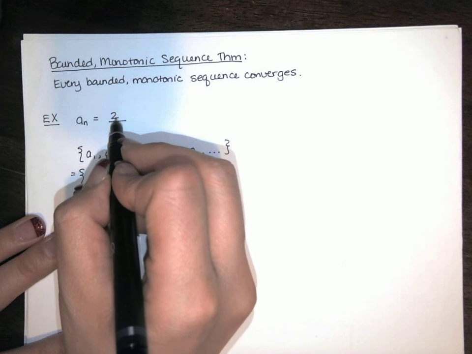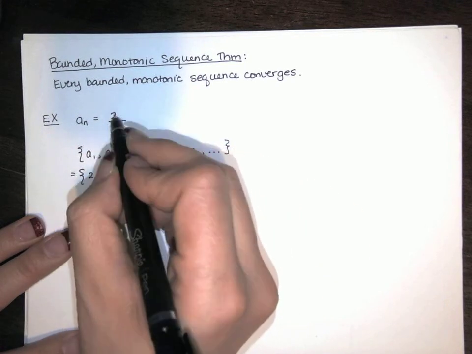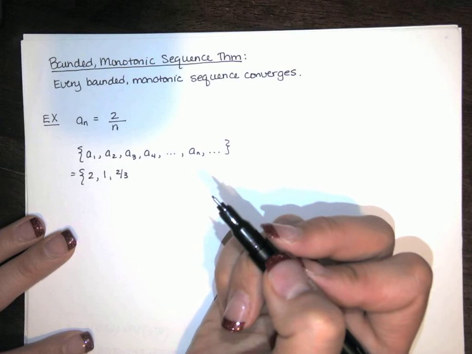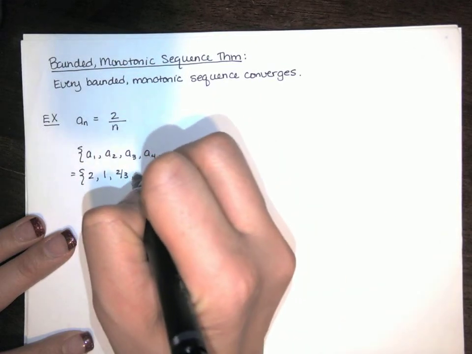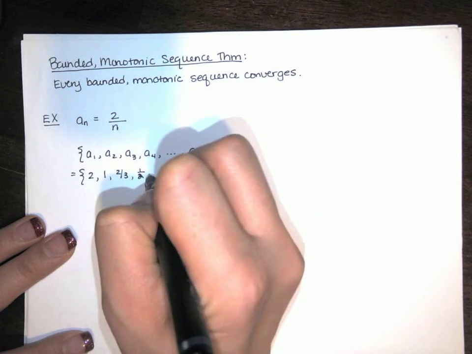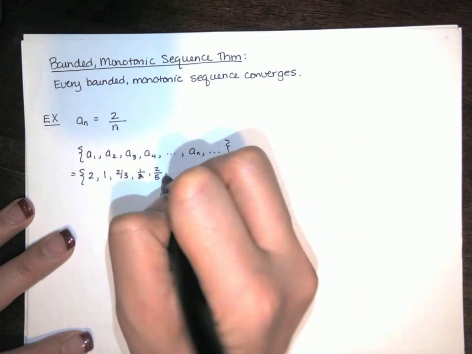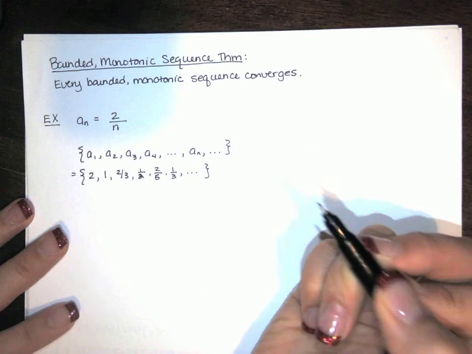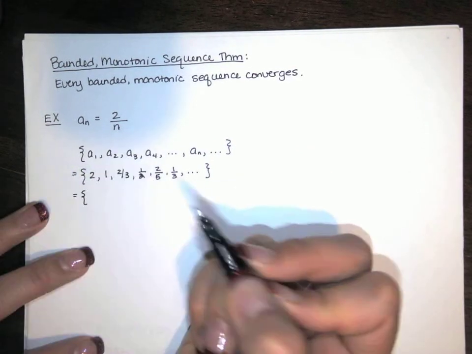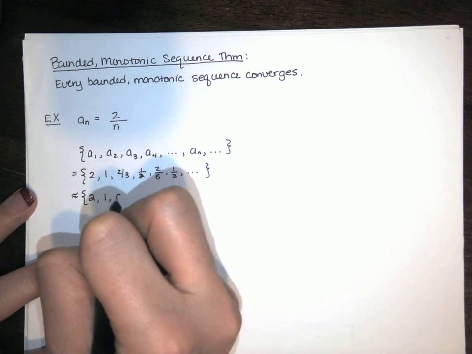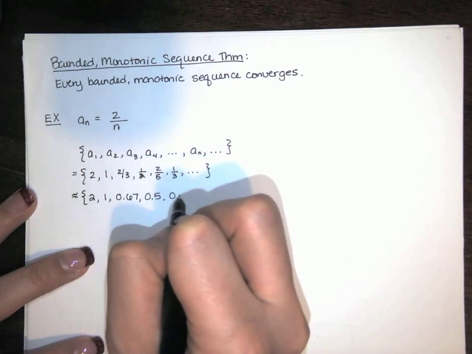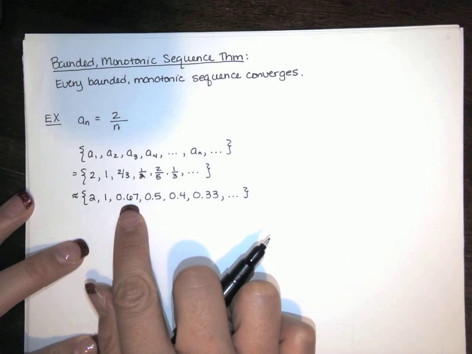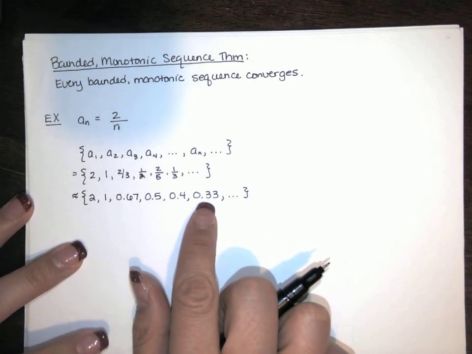When n equals 1, I've got 2 divided by 1, that's 2. When n equals 2, I've got 2 over 2, which is 1. When n equals 3, we've got 2/3, which is about 0.67. When n equals 4, we get 1/2. When n equals 5, we get 2 over 5, that's 0.4. When n equals 6, we get 2 over 6, that's 1/3, and you just keep going. It might be even easier to see with decimal approximations: 2, 1, 0.67, 0.5, 0.4, 0.33, and so on. So notice I've got a 2, a 1, a fraction, and then smaller and smaller fractions.